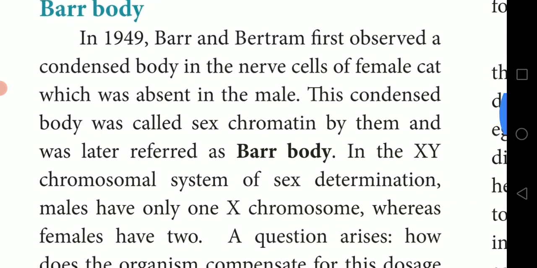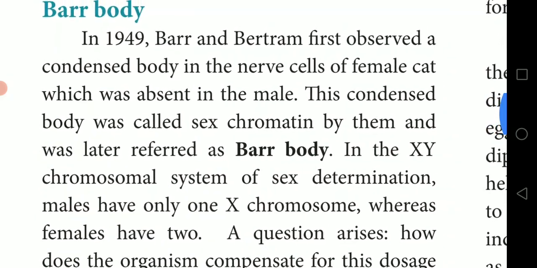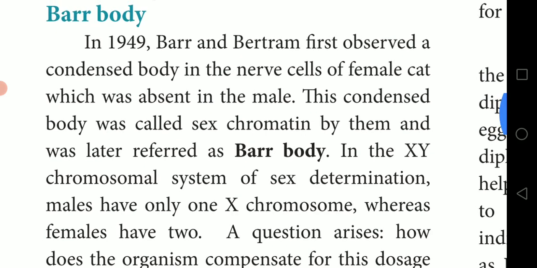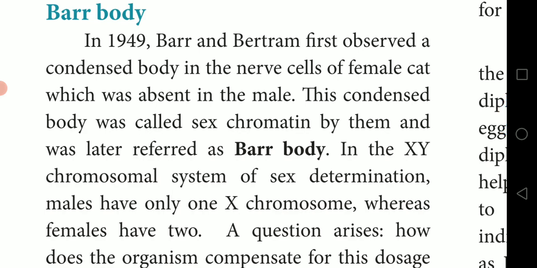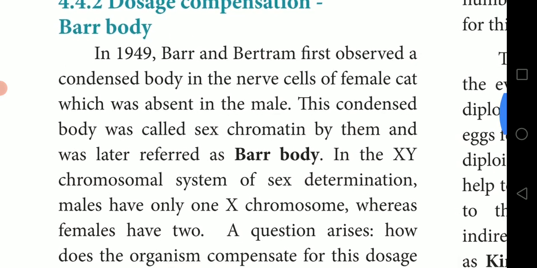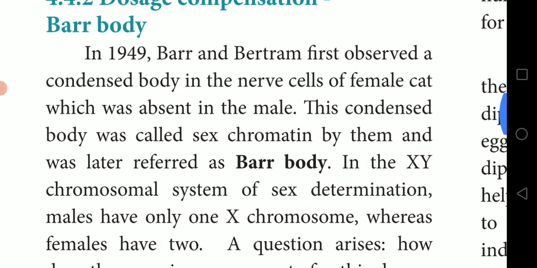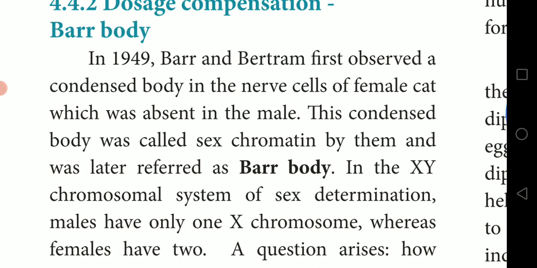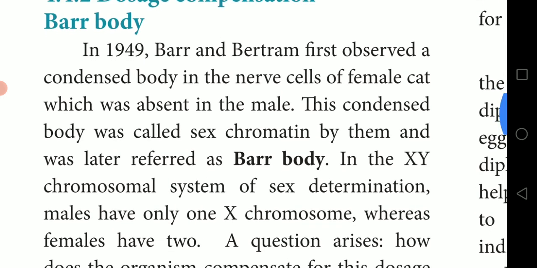This condensed body was called sex chromatin. So in 1949, the scientists Barr and Bertram observed one condensed body in the nerve cells of the female cat. Condensed body means, as we already saw in lower classes, during cell divisions they form thread-like structures, and that is because of chromatin. That's the condensed body in the nerve cells of the female cat, and it is not found in the male. This was observed by these two scientists, Barr as well as Bertram.